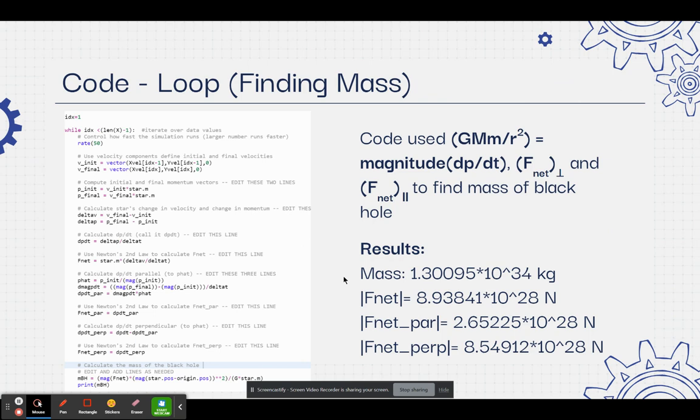And the loop that we used in this part of the lab is: we set the magnitude of the universal gravitational force equation equal to the magnitude of dp over dt, as well as the parallel and perpendicular components of the net force, to find the mass of the black hole, resulting in a mass of around 1.3 times 10 to the 34 power kilograms.